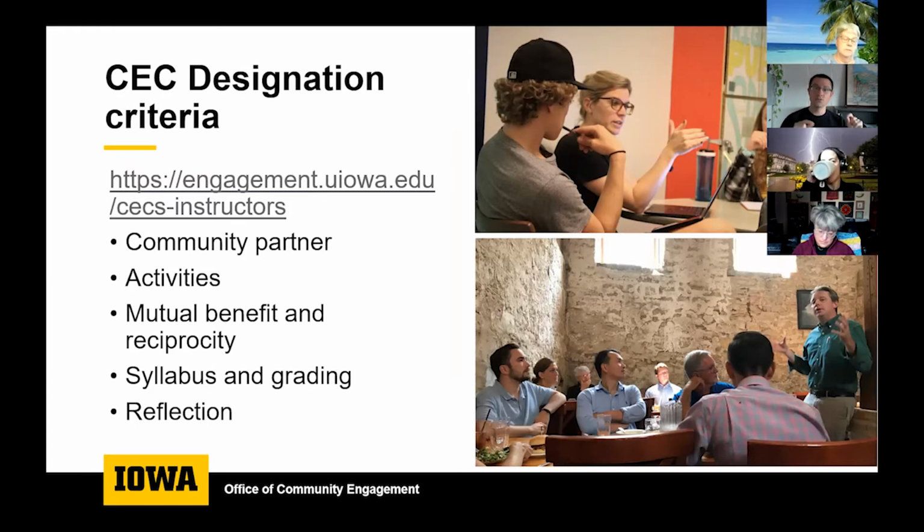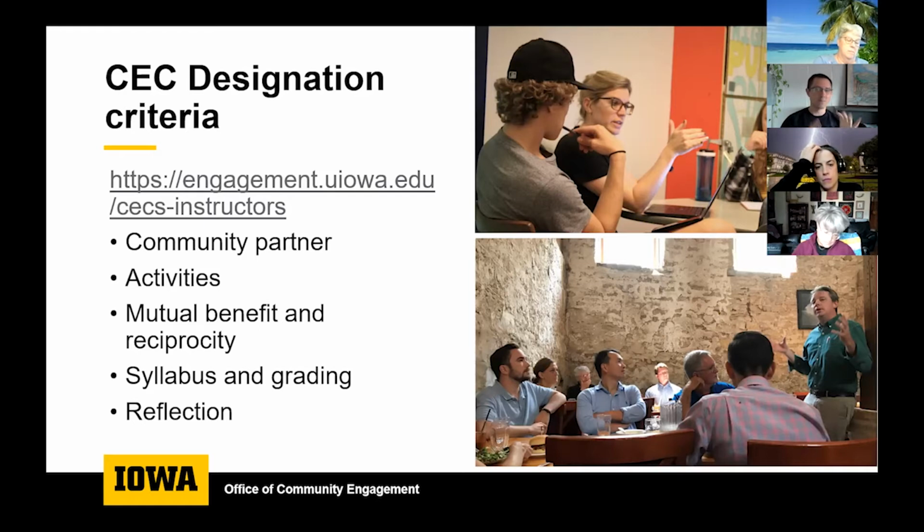I will point you to our website, which also has this criteria defined out. The link that I have here on the screen will take you directly to that on our website. But there's basically 5 key points that we're looking for in a community engaged course.